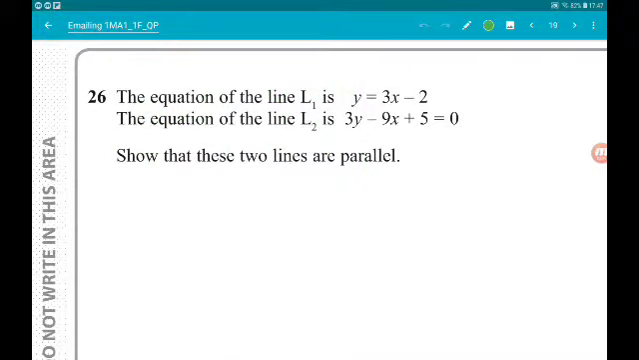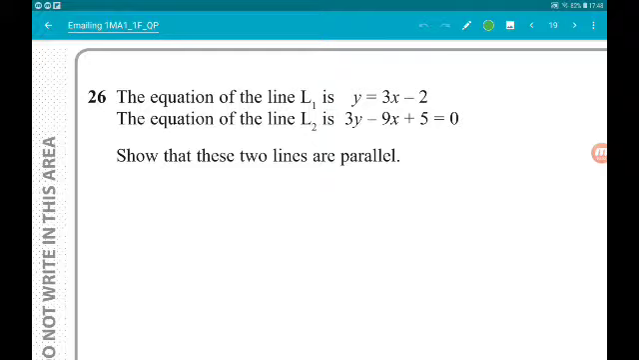Okay, 26, we've got equations of straight lines, so I'll put my playlist down below. So the equation of line L1 is y is equal to 3x minus 2, and the equation of line L2 is 3y minus 9x add 5 is equal to 0. We want to show that these two lines are parallel.